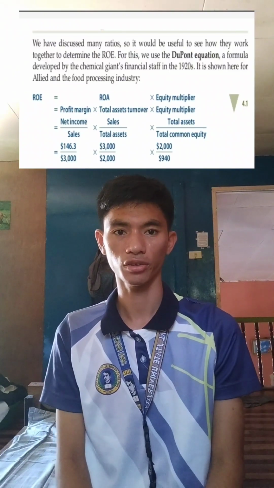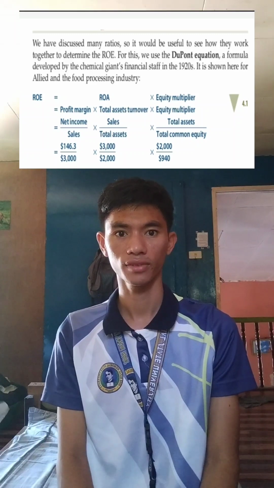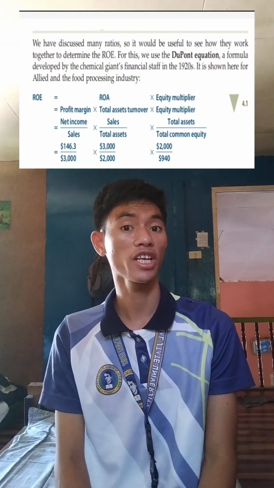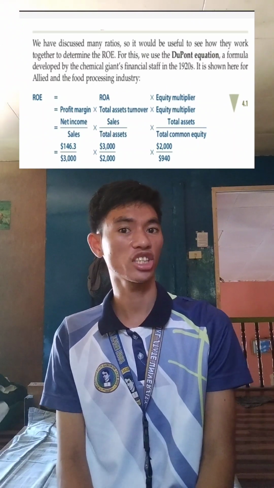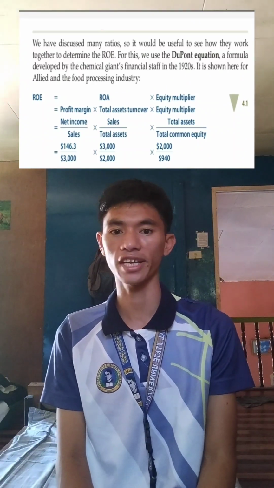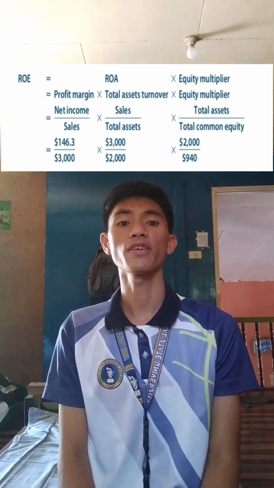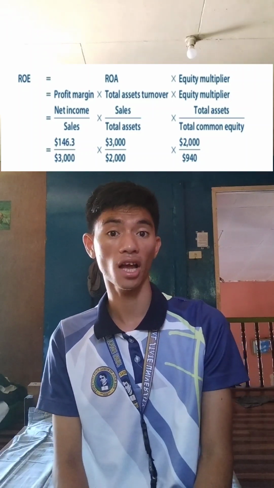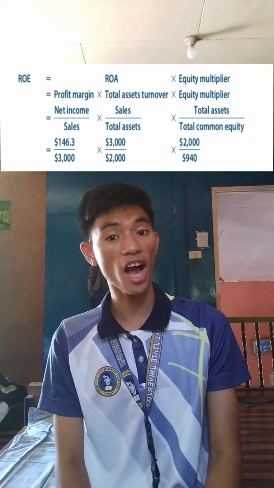We have discussed many ratios, so it would be useful to see how they work together to determine the ROE. For this, we will use the DuPont equation, a formula developed by the chemical giant's financial staff in the 1920s. It is shown here for the Allied Food Processing industry. As you can see in my PowerPoint, here is the formula, which was found in the module. That's why I only copied the formula. You will never hesitate to recall the formula as long as you know how to do it.